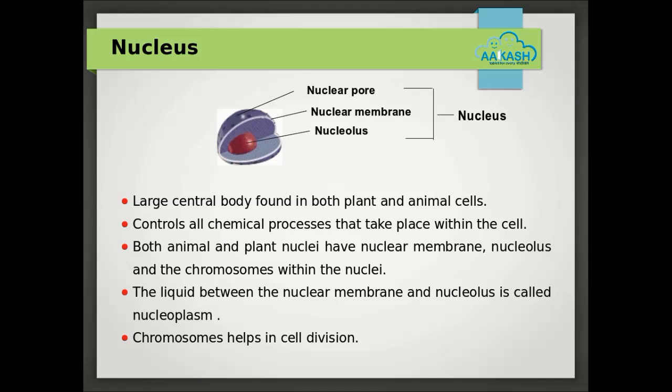Chromatin condenses during cell division to form chromosomes. Chromosomes are composed of DNA and protein. DNA helps to transfer heredity information from one generation to another. The overall function of the nucleus is in cellular reproduction.